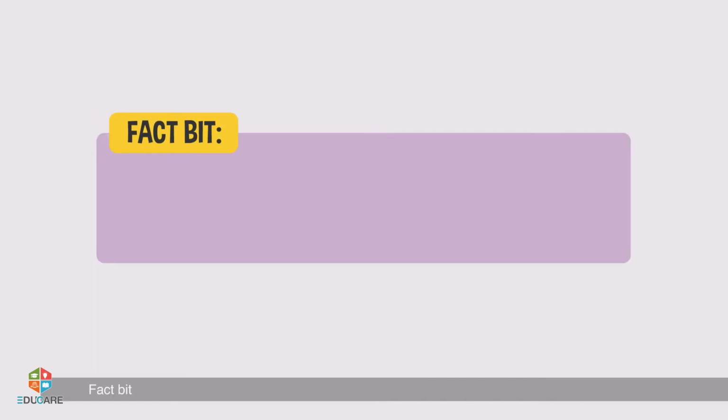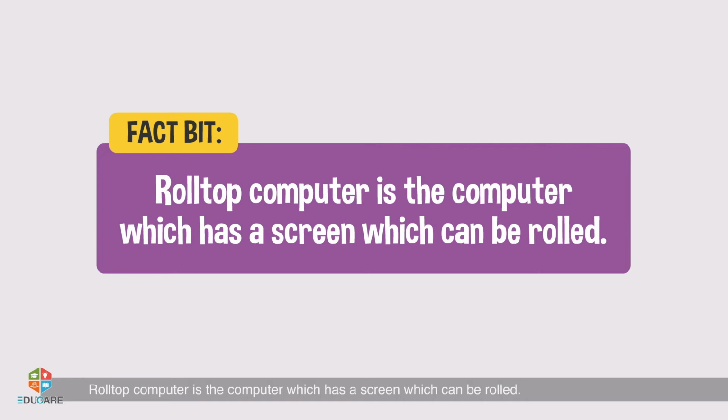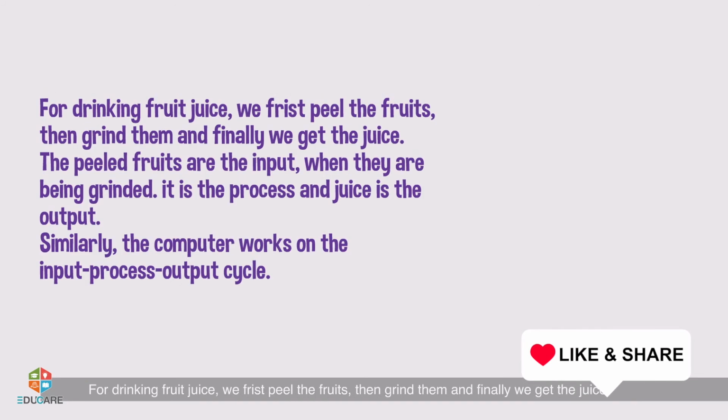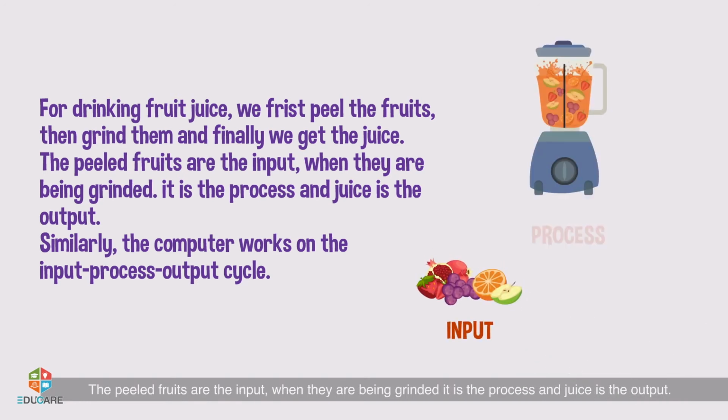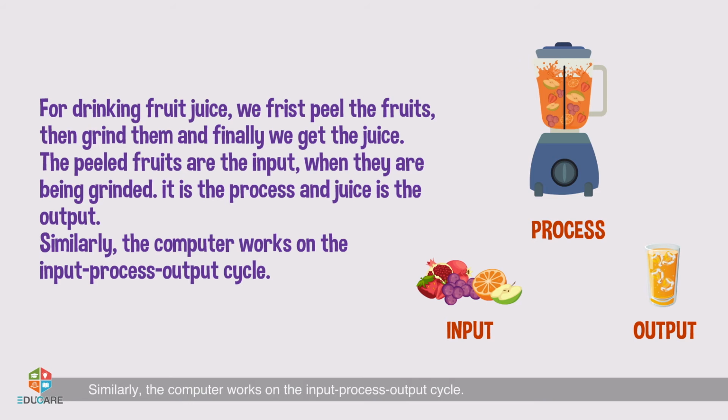Fact bit. Rolltop computer is the computer which has a screen which can be rolled. For drinking fruit juice, we first peel the fruits, then grind them, and finally we get the juice. The peeled fruits are the input. When they are being ground, that is the process, and the juice is the output. Similarly, the computer works on the input, process, output cycle, the IPO cycle.